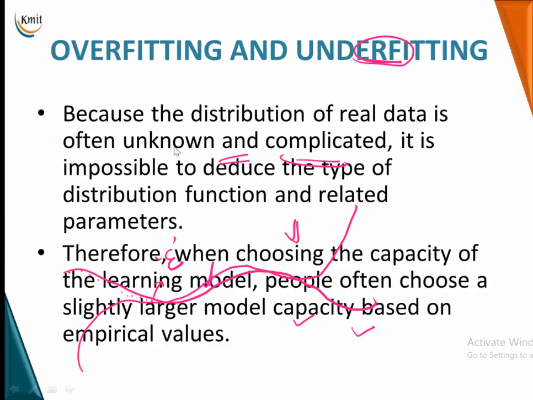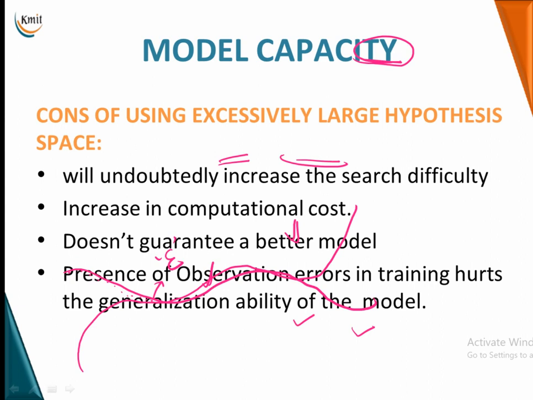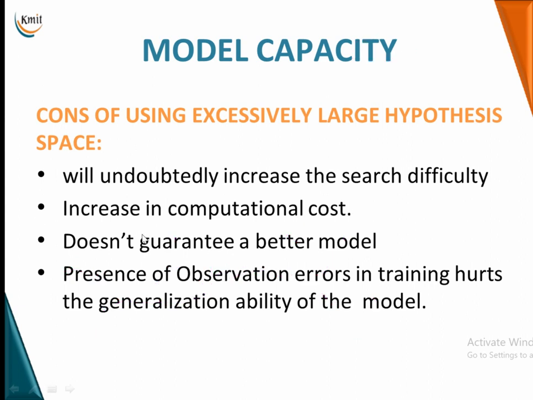we are talking about the model capacity with respect to the function that we have just seen: if you increase the degree of the polynomial, you could probably fit properly with respect to the samples. So you require an ample amount of hypothesis space in order to get a better model capacity. But there are certain disadvantages if you use an excessively large hypothesis space. Definitely, it is going to be very costly in computation. Second, it is going to increase your search difficulty.